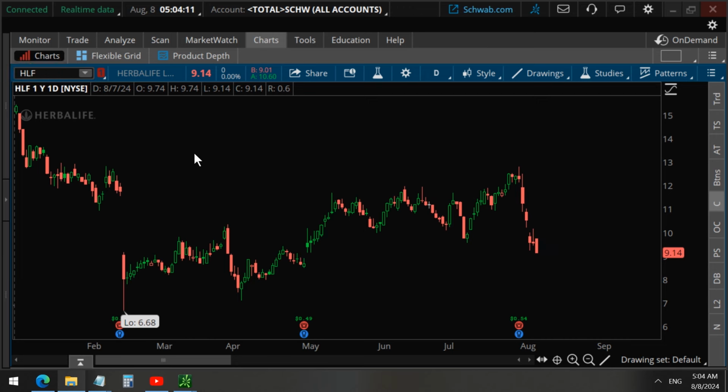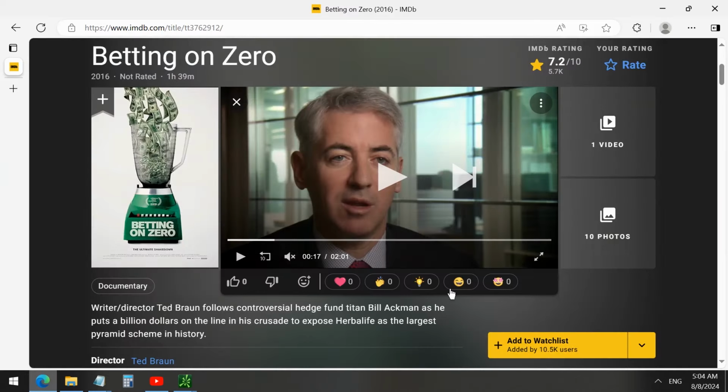Now, if you're not familiar with Bill Ackman's short bet against Herbalife, there's actually a documentary about this called Betting on Zero. Even though Herbalife stock did not drop to zero, there are still ways to make money if the stock drops. So let's take a look at how this can be done from recent data.